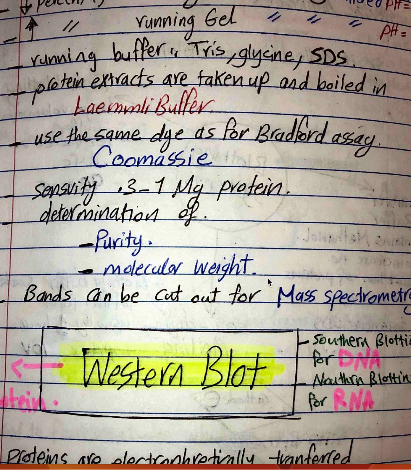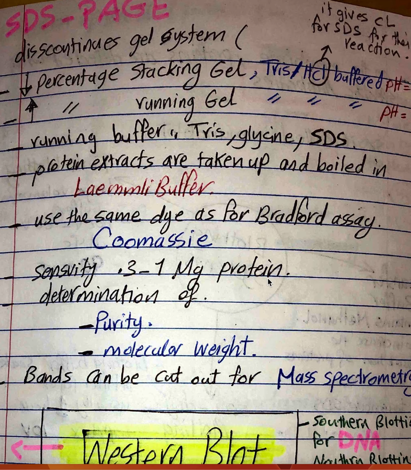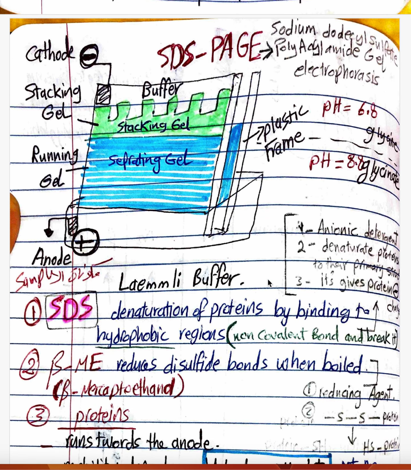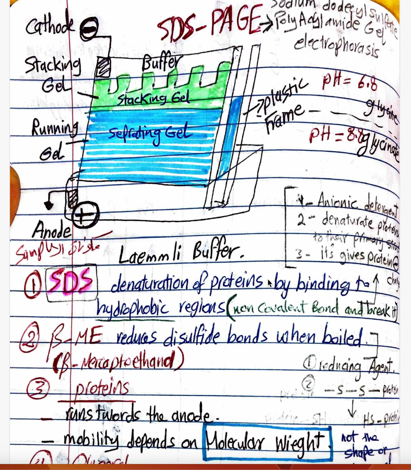We will talk about the mass spectrometry. It's another topic, which is known as tandem mass spectrometry. But back to the SDS-PAGE, I will share some information. Again, sodium dodecyl sulfate polyacrylamide gel electrophoresis.